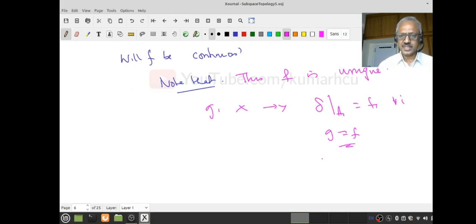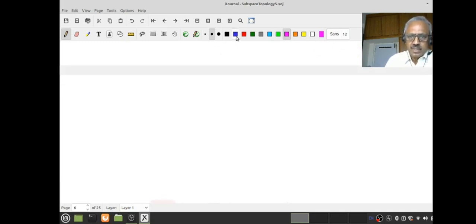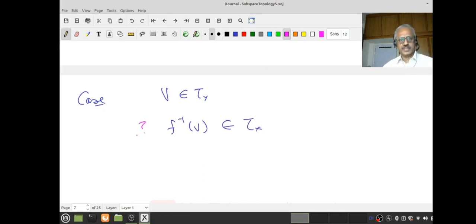So let us check. How do I check continuity? There are two ways. One is to look at open sets. Let us look at the first way. Let B be in tau of y, that is, open. Then I want to know whether f inverse of B is in tau of x. If so, f will be continuous.